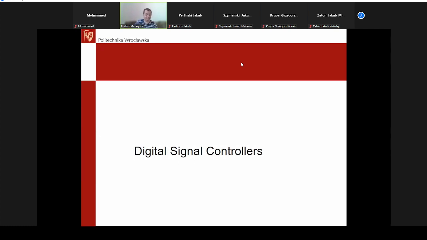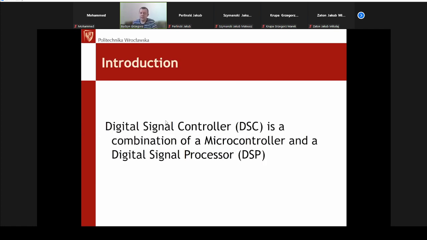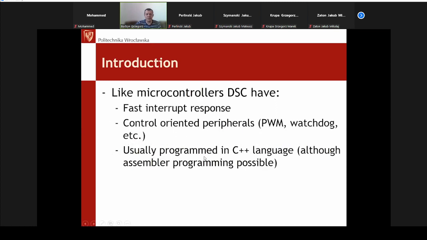Welcome back after the break. So, examples. What options do we have in the case of signal processing, besides the Cortex cores in the market? So what is a DSC? It's a combination of a microcontroller and DSP. So that's actually nothing really special.